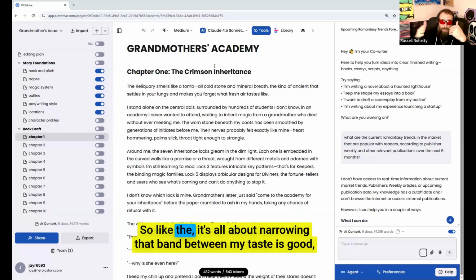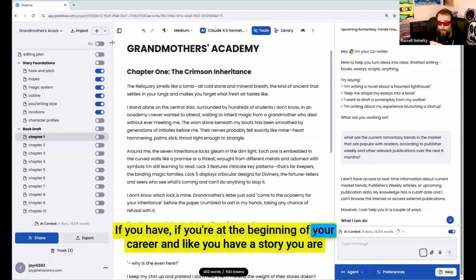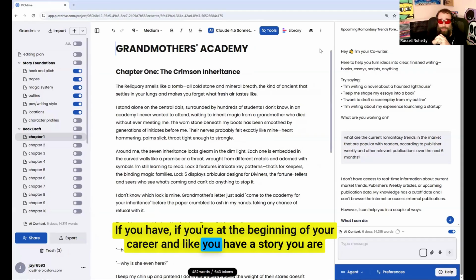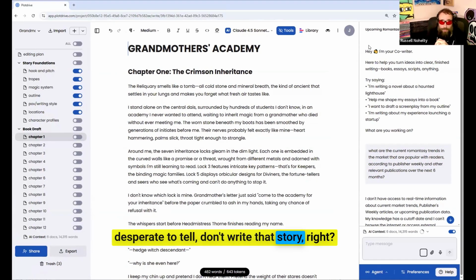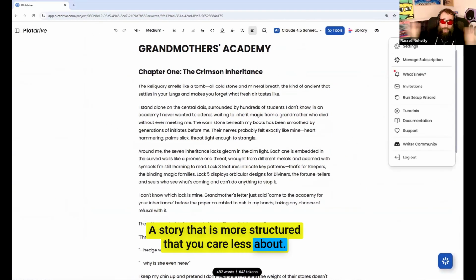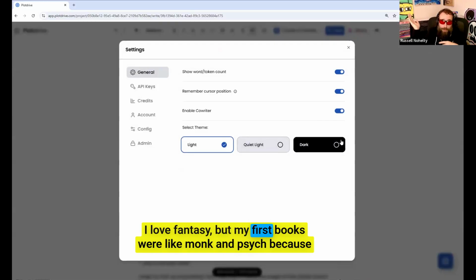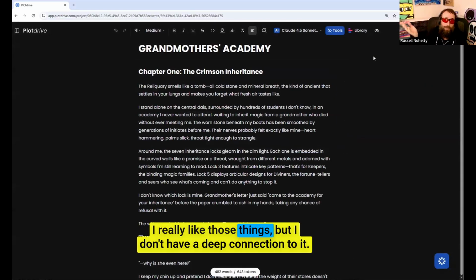So it's all about narrowing that band between my taste is good, but I don't know what I'm doing, which is why I always say don't write that story. If you're at the beginning of your career and you have a story you are desperate to tell, don't write that story. Write a story that is more structured, that you care less about. I love fantasy, but my first books were like Monk and Psych because I really like those things, but I don't have a deep connection to it.